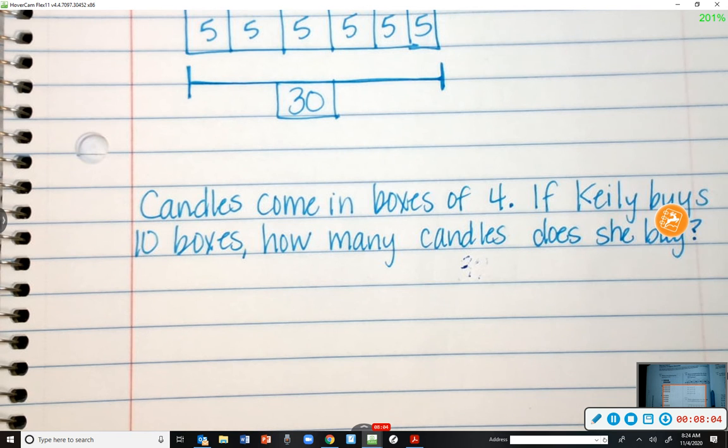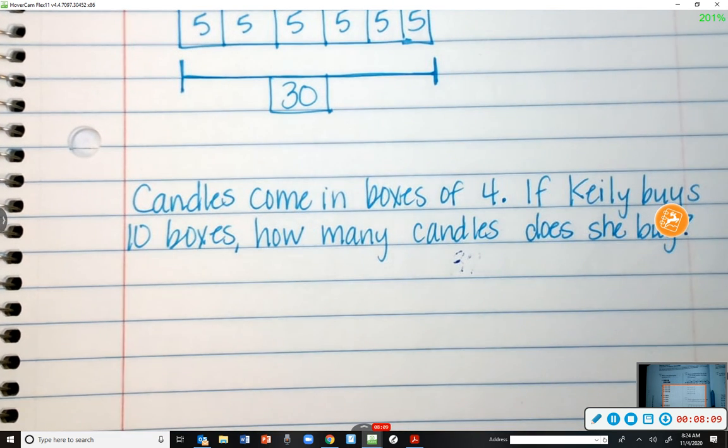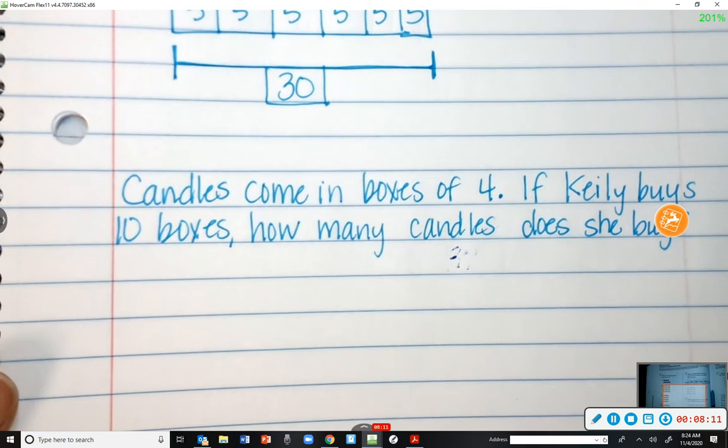Candles come in boxes of 4. Kaylee buys 10 boxes. How many candles does she buy? And we're doing a strip diagram.